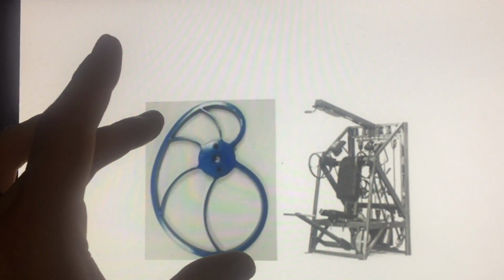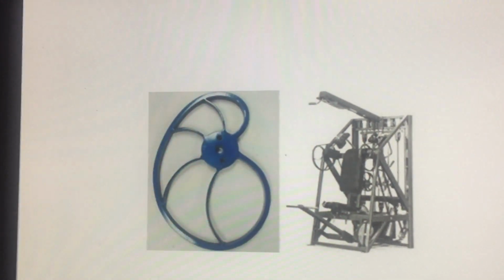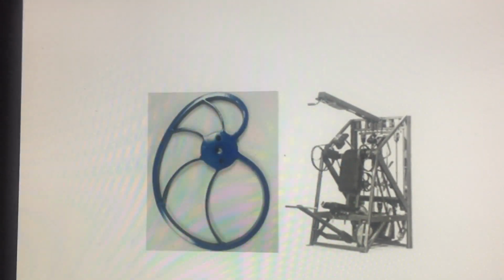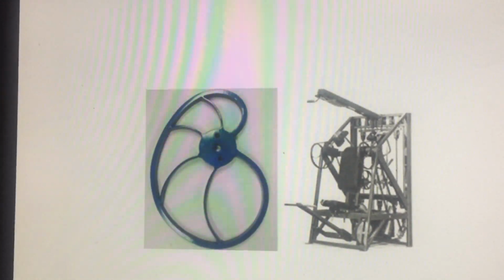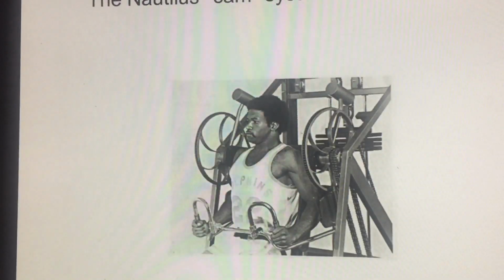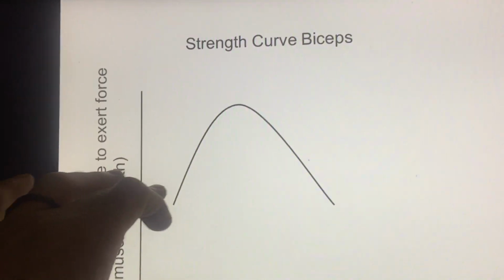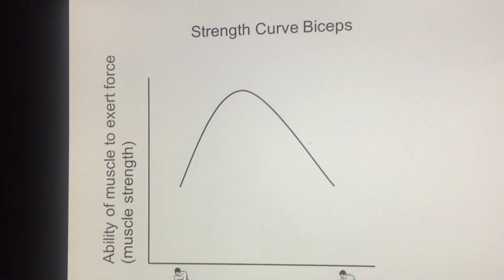So this type of pulley system is designed to alter the amount of force that's experienced by your muscle throughout a range of motion. For example, with something like the biceps, it makes it easy at the start of the biceps curl where you're the weakest. It makes it more difficult in the middle of the range of motion where you're strongest, and then it makes it easier again at the end of the range of motion. So it's attempting to match this force curve that you have.